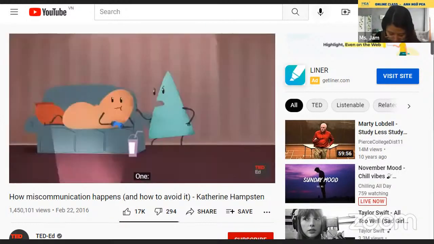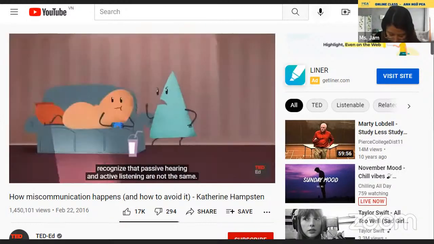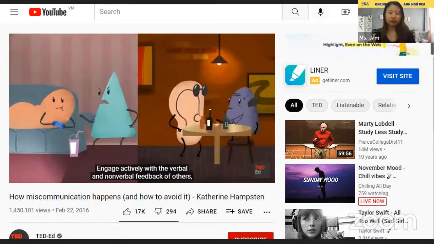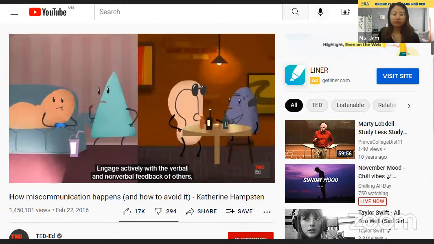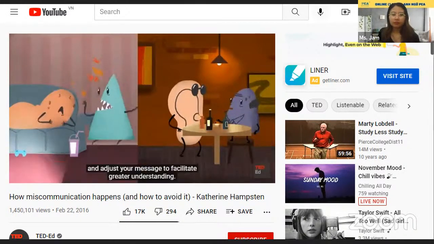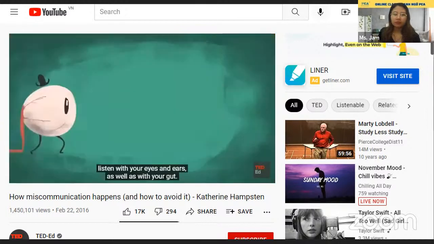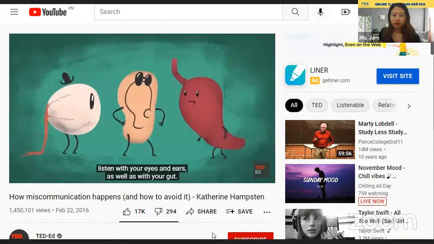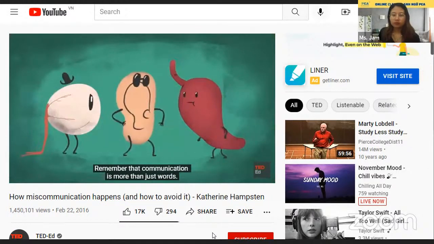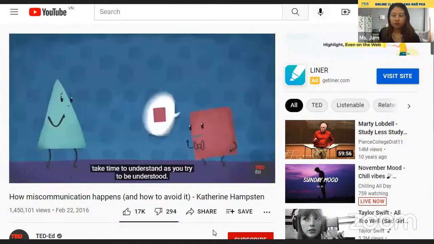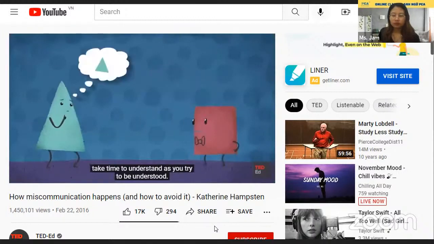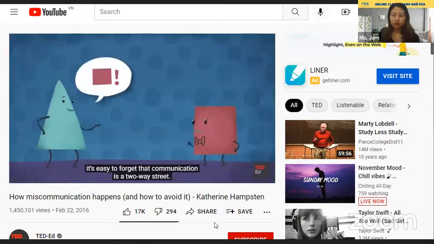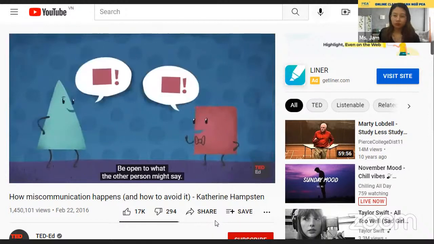1. Recognize that passive hearing and active listening are not the same. Engage actively with the verbal and nonverbal feedback of others and adjust your message to facilitate greater understanding. 2. Listen with your eyes and ears, as well as with your gut. Remember that communication is more than just words. 3. Take time to understand as you try to be understood. In the rush to express ourselves, it's easy to forget that communication is a two-way street. Be open to what the other person might say.